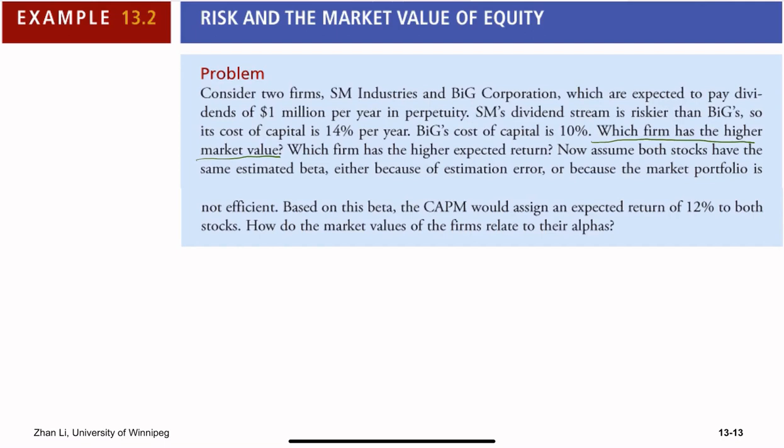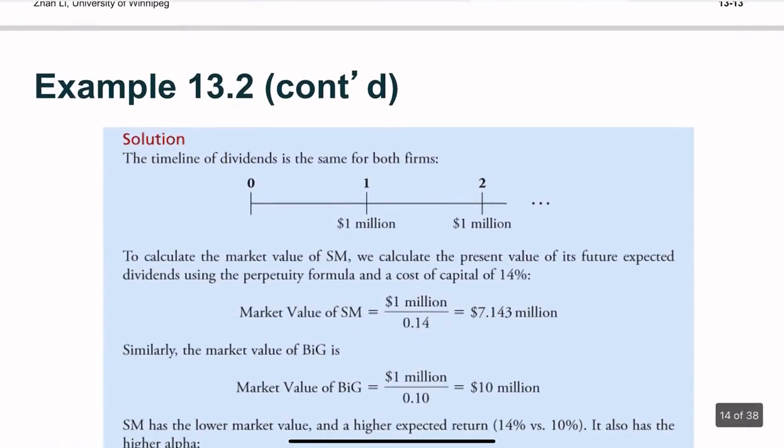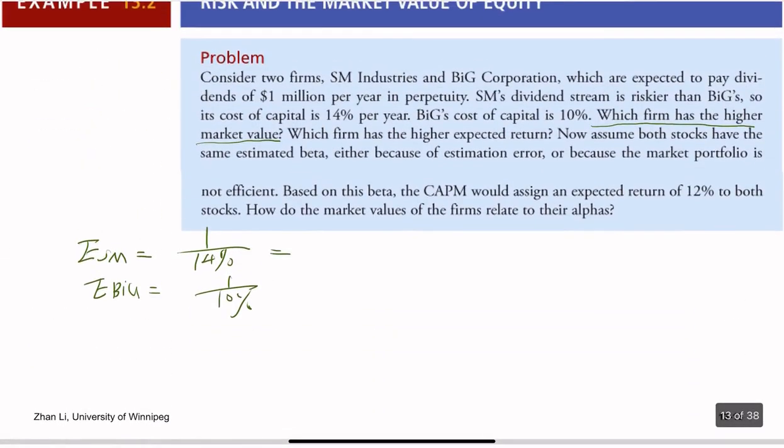So you can see that the market cap for SM is cash flow divided by cost of capital, which is 14%. And for big firm, it's 1 divided by 10%. So this one is about $7 million. This is about $10 million. So clearly, the big firm has higher market value.